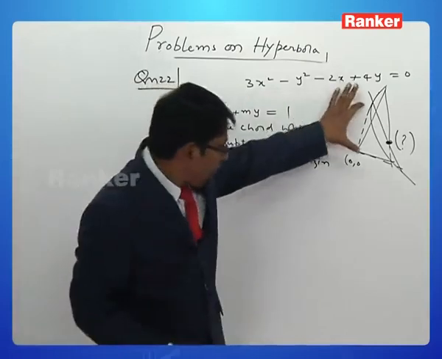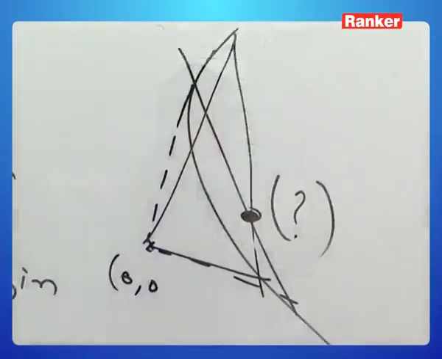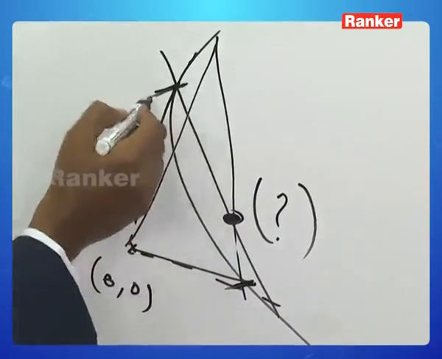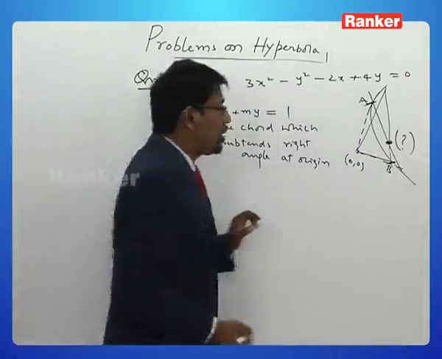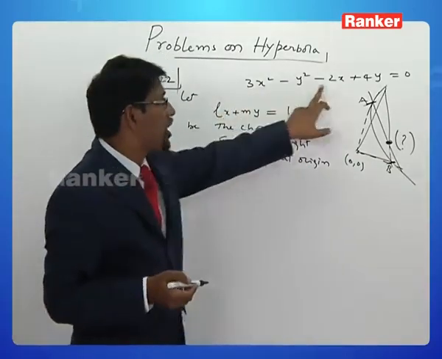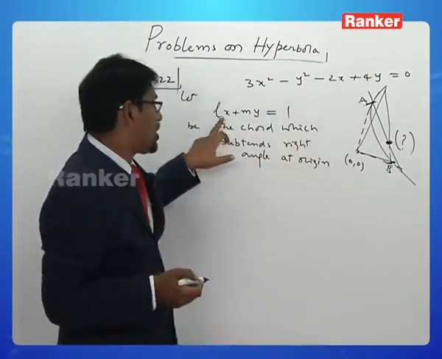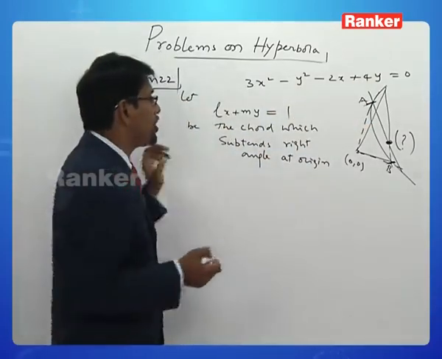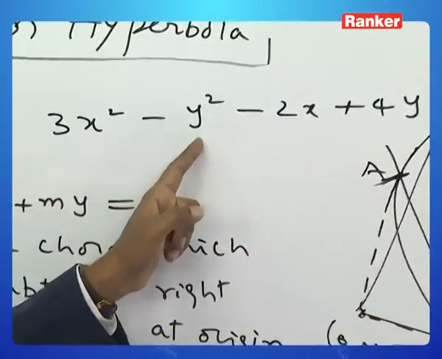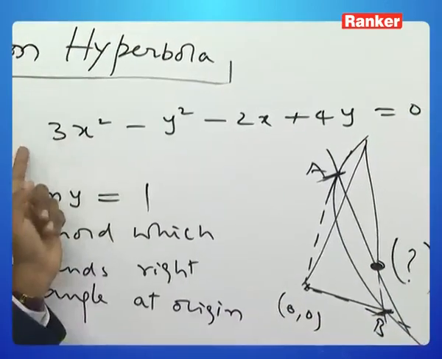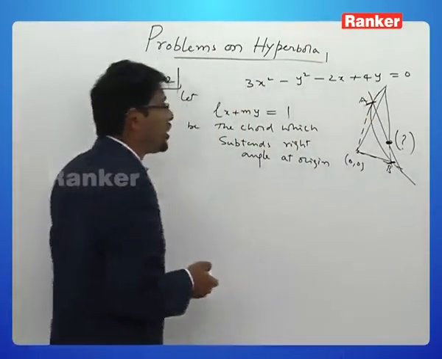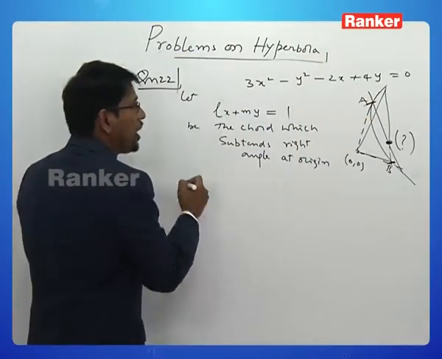Then the pair of lines from the origin to the ends of the chord, that is OA and OB, has a combined equation that can be obtained by homogenizing the curve with the help of this line. What do we mean by homogenization? All the terms have to be brought into degree 2. These two terms are of degree 2, these are of degree 1, so we can bring those terms also into degree 2.